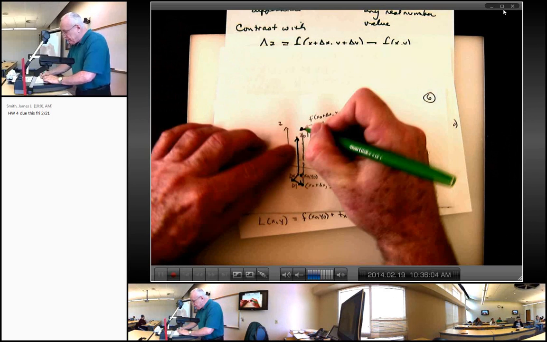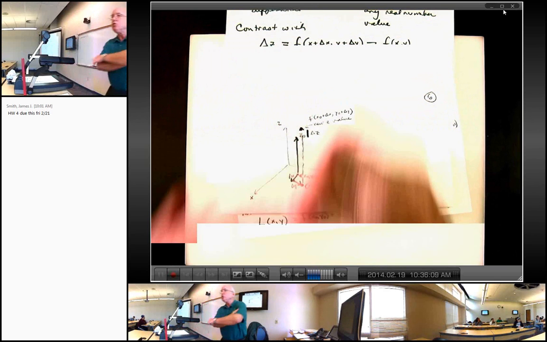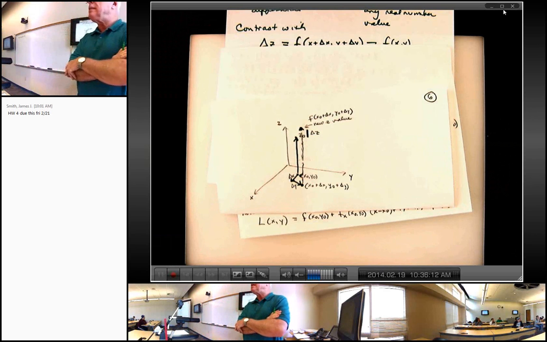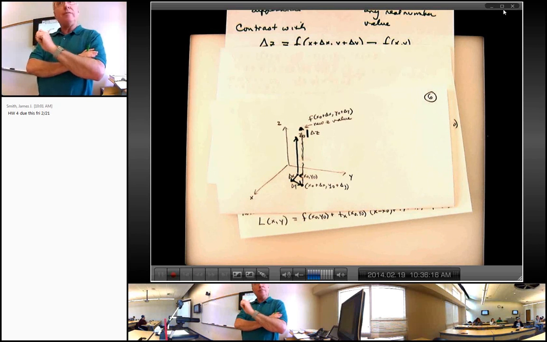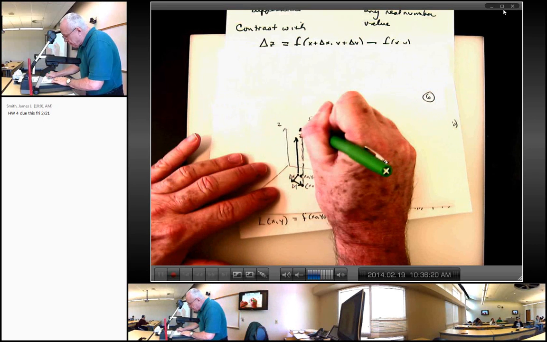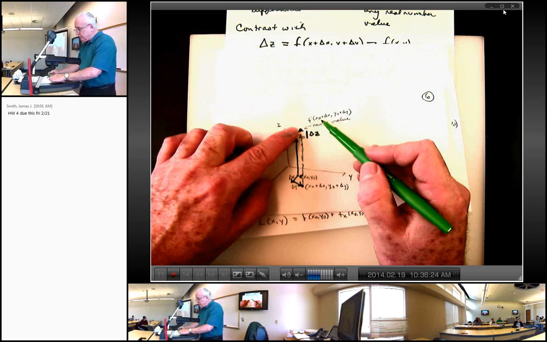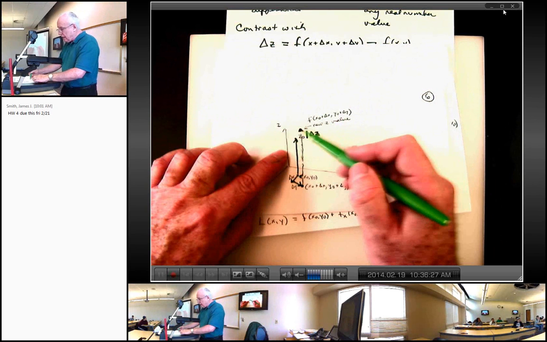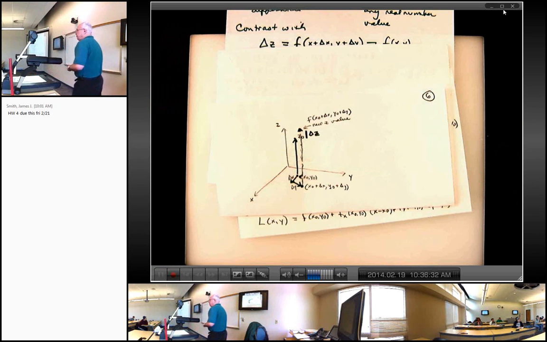Now the difference of these two f values, that's my delta z. That's my actual difference in my function value. So this difference here is delta z, and it is my function at x naught plus delta x, y naught plus delta y, minus the function at x naught, y naught. We just subtract them, and that's our actual change.